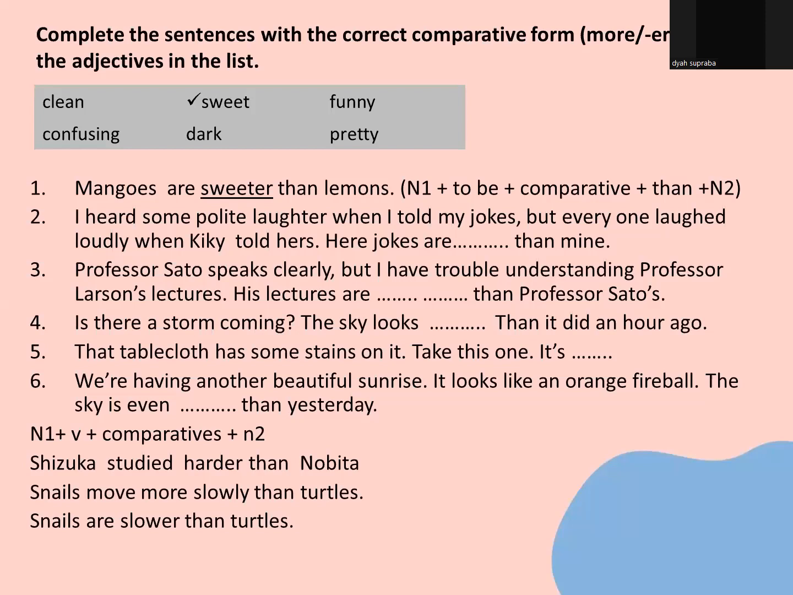Okay, so in here you can practice how to use comparatives. Mangoes are sweeter than lemons. Yeah, the formula of the sentence will be noun one, mangoes, and then are, and then the comparative, sweeter than lemons. And then I give one more example. This is using the adverb hard. The comparative will be harder. For example, Shizuka studied harder than Nobita.